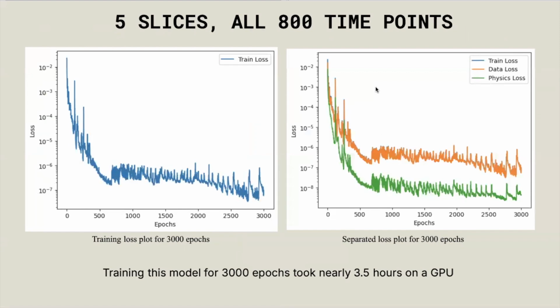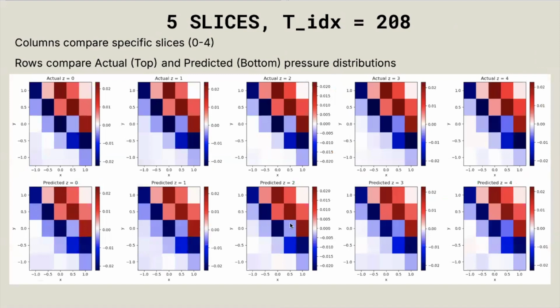So then we slowly worked our way up to using all of the data points in our training set, and these are the loss plots for that. Our loss plot converged down to around 10 to the -7, which was a good threshold for ensuring that we were going to get good and predictive results. Training this model for 3,000 epochs took nearly 3.5 hours on a GPU, so it took a long time, but our results are pretty good.